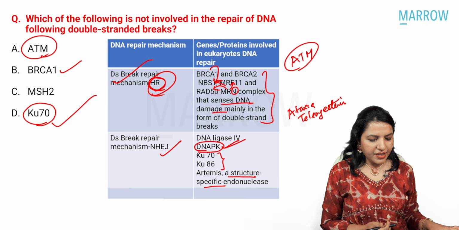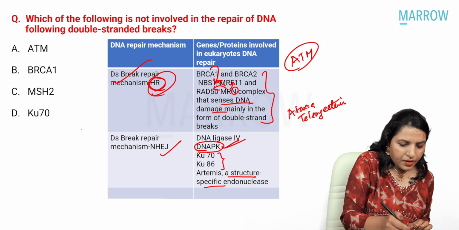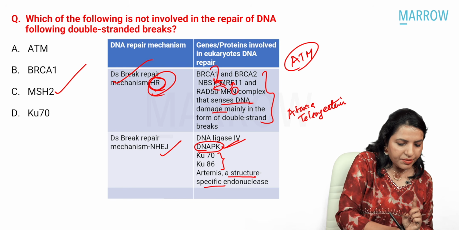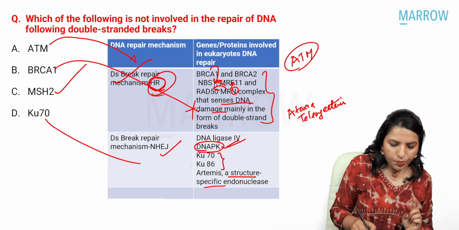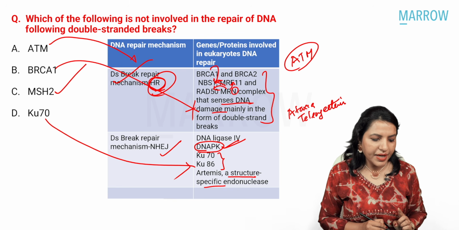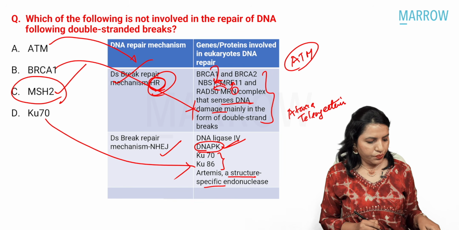So what is the answer here? The answer here is MSH2, which is involved in mismatch repair. ATM is involved in double strand break repair, BRCA1 is involved in double strand break repair, and the Ku protein, that is Ku70, is also involved in the double strand break repair mechanism. So that is giving you the answer MSH2.